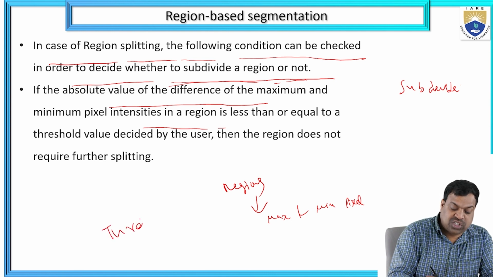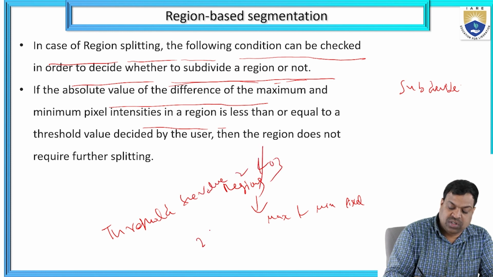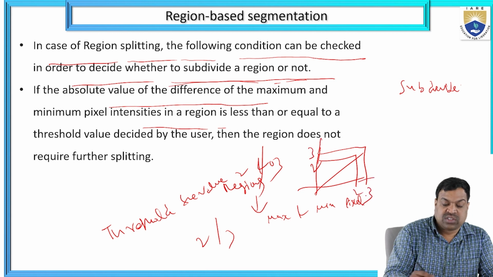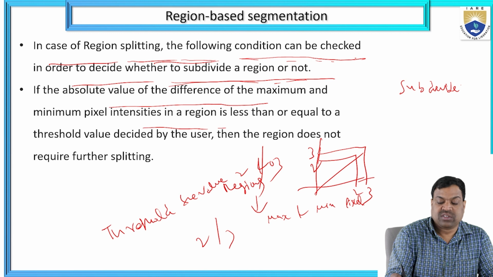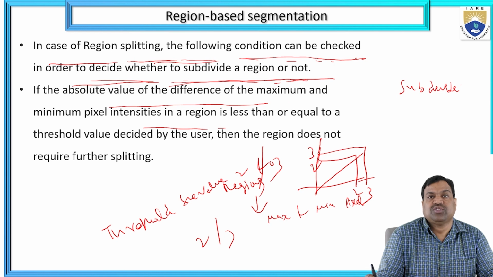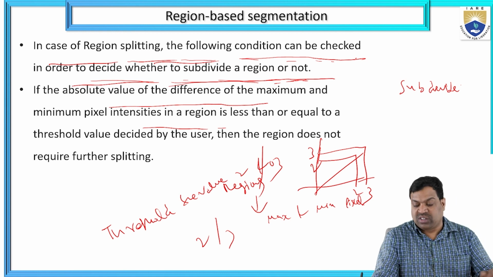So when we are going for the thresholding, the value is 2 or 3. It is a thresholding value; either I take 2, otherwise I take a thresholding value of 3. So this is the condition checked in deciding whether to subdivide into regions: the absolute value of the difference of the maximum and minimum pixel intensities in a region is less than or equal to a threshold value decided by the user, then the region does not require further splitting.